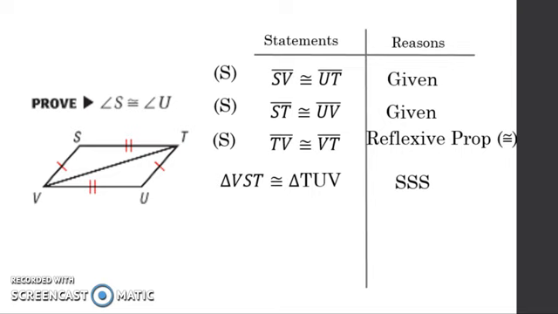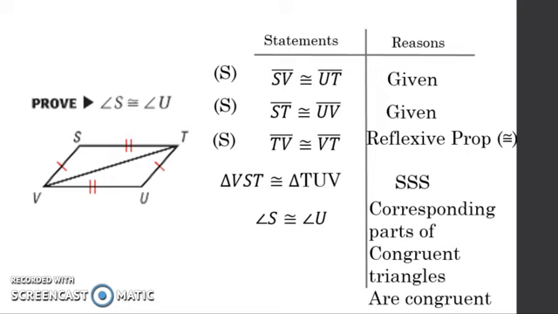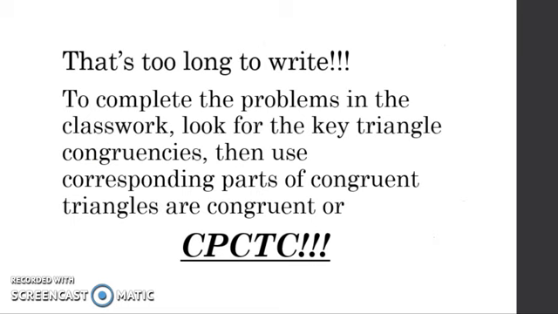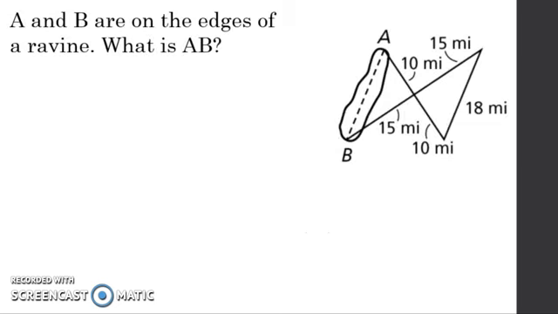So we can now say that angle S is congruent to angle U because corresponding parts of congruent triangles are congruent. Now that seems really long, and it is, so we're going to shorten it and just use the abbreviation CPCTC. It stands for corresponding parts of congruent triangles are congruent. Why would we use this?